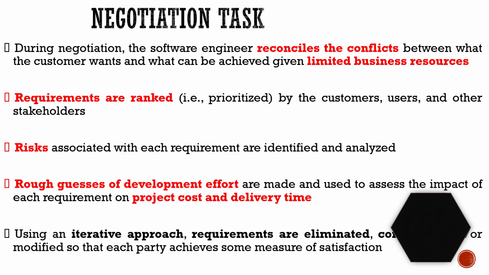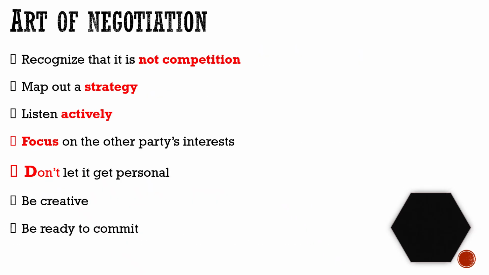Negotiation tasks. During this task, the software engineer reconciles the conflicts between what the customer wants and what we can achieve in the given resources. Requirements are ranked by the customer, user, and stakeholders. Risk analysis is done, and we identify the potential risk of implementing certain things and how these risks can be resolved. Rough guesses of development effort and project cost estimation all happen in this stage.